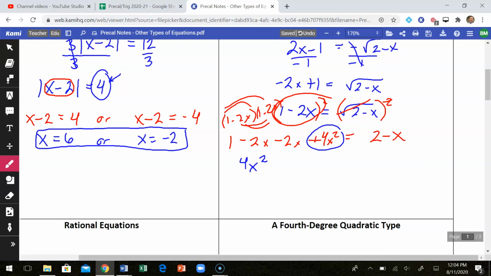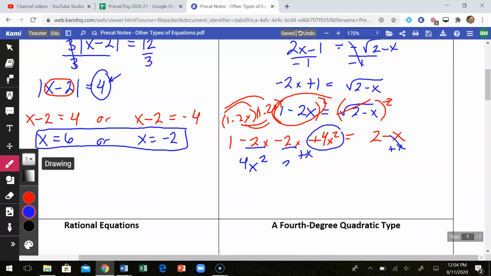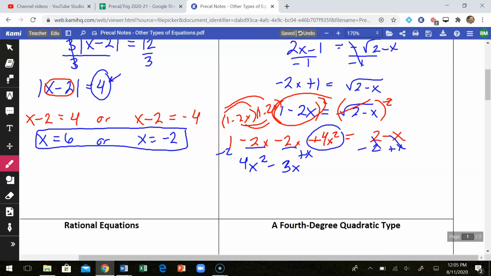So I've got positive 4x squared. I have minus 2x, which is negative 4x when I also add this x over. So negative 4x and then plus 1x is going to give us minus 3x there. And then I'm also going to subtract this 2. So 1 minus 2 is going to give me minus 1 there, equals 0. At that point, 4x squared minus 3x minus 1.